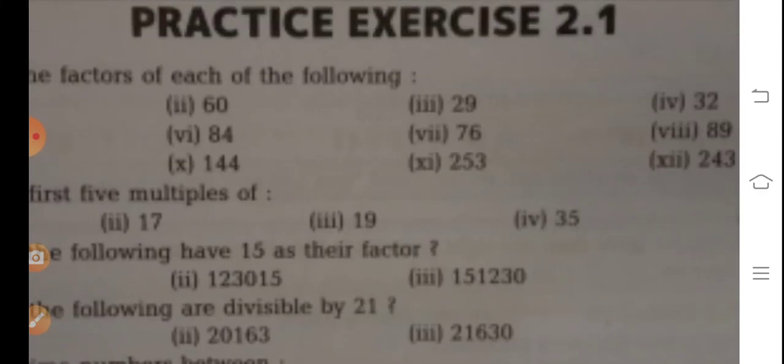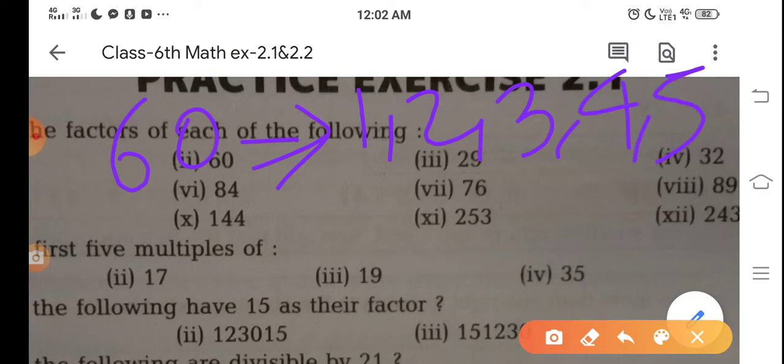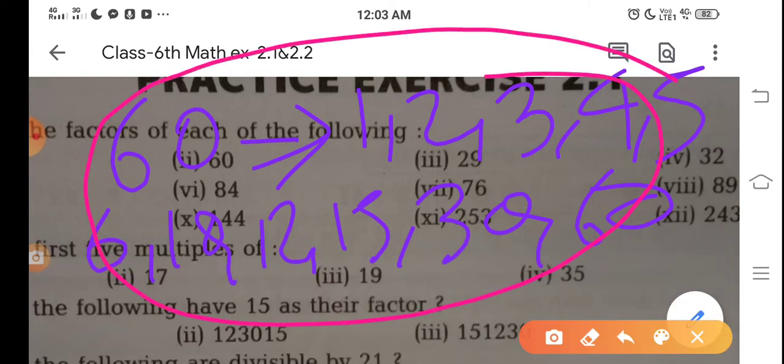Next question is 60. Write the factors of 60. So which numbers, when multiplied, come to 60? They are 1, 2, 3, 4, 5, 6, 10, 12, 15, 30 and 60. That's the whole list of factors of 60. So you write it in that way.